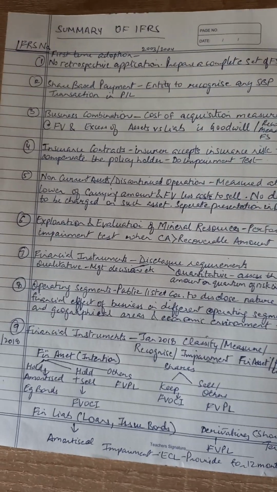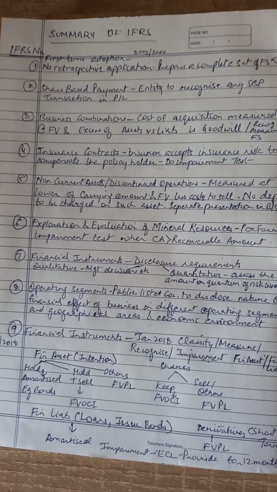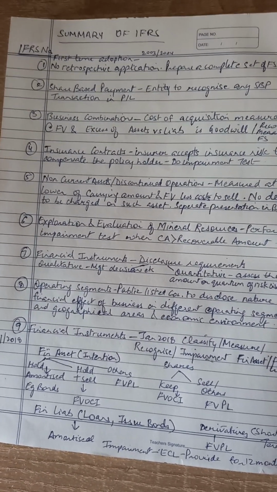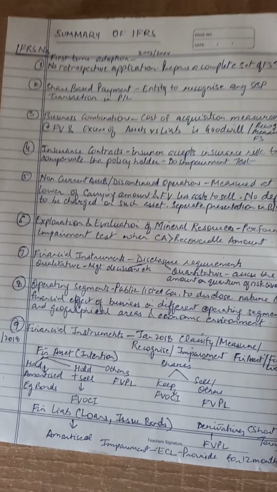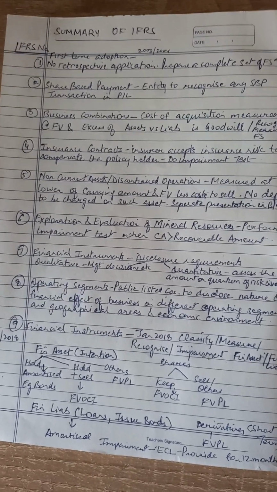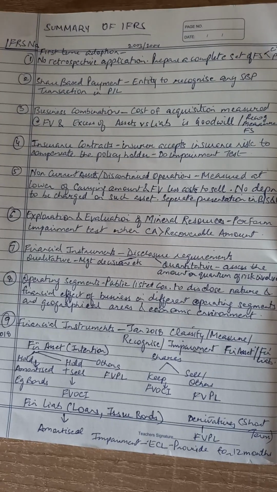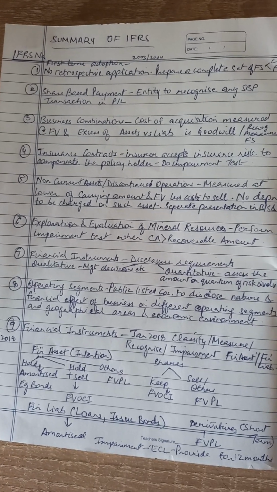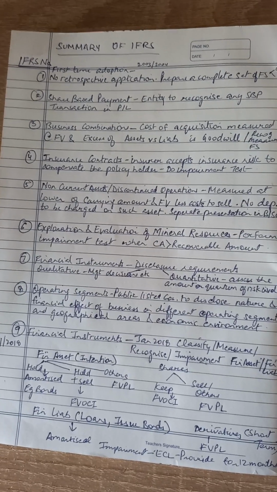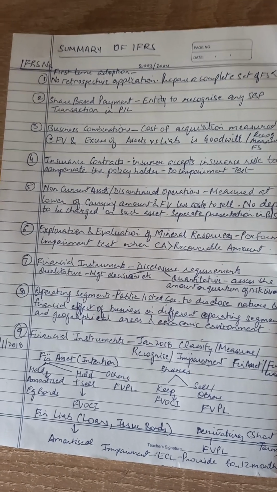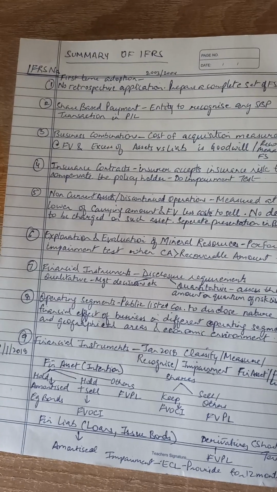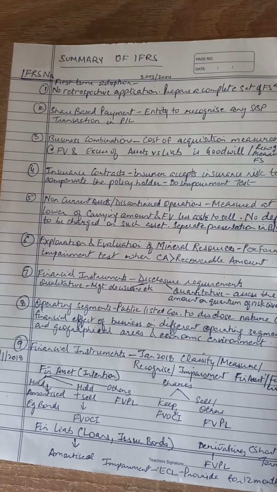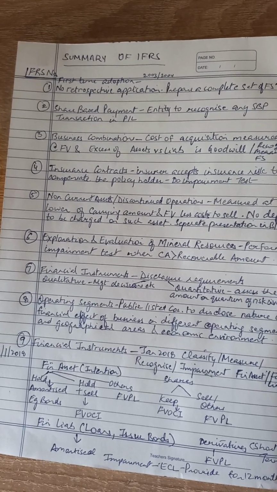Today we are learning a very important topic. We are talking about the summary of IFRS. What is IFRS? International Financial Reporting Standards. For every accountant, every chartered accountant, every new accountant, and at higher levels also, IFRS is a very important principle to be understood. These are accounting policies and standards to be followed.